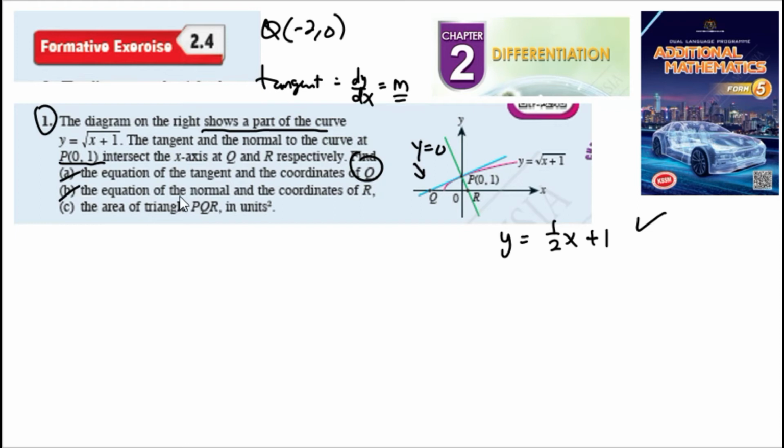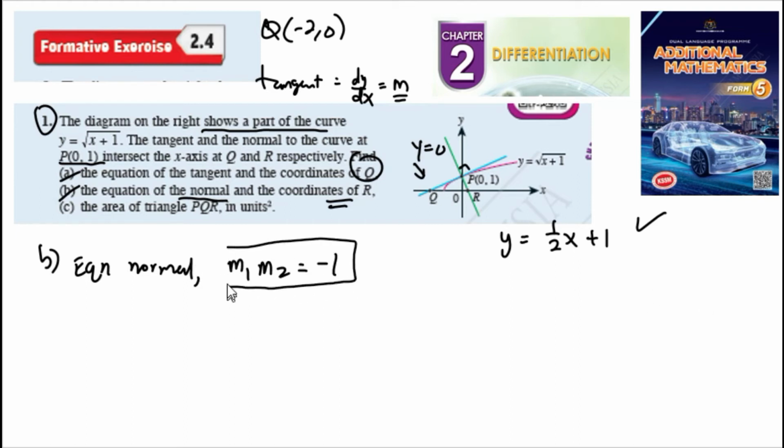Now part B, the equation of the normal and the coordinates of R. We know that for the equation of the normal, the gradients are perpendicular to each other. So that means m1 times m2 is equal to negative 1. This is the formula for perpendicular, right? So here you have m1, the gradient now, which is half. So the gradient of the normal m2 is equal to negative 1 divided by m1, which is negative 1 divided by half. So you get negative 2. So this is the gradient of the normal.